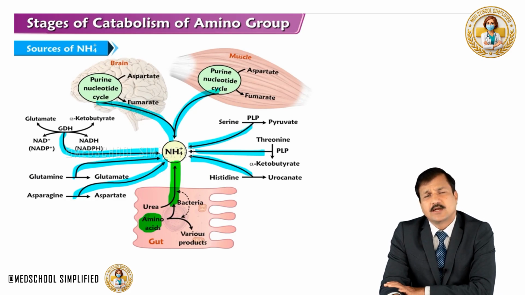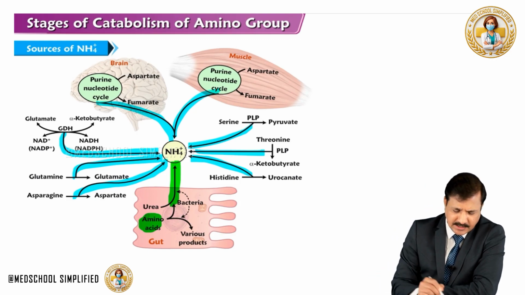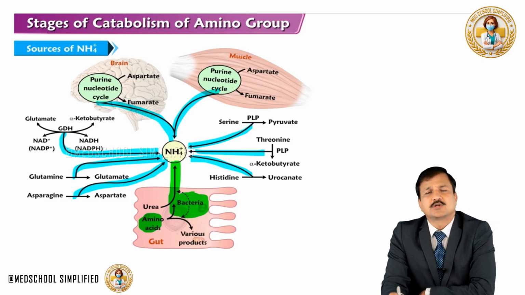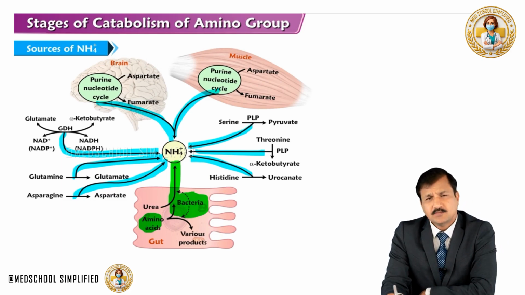Even urea can undergo the urease reaction by bacterial action, releasing ammonium ion and contributing to the ammonium ion in the portal blood, which will go to the liver. So my point here is that the intestinal bacteria are a significant source of ammonium ion, which is entering into the portal blood. Ultimately, that ammonium ion has to be handled.